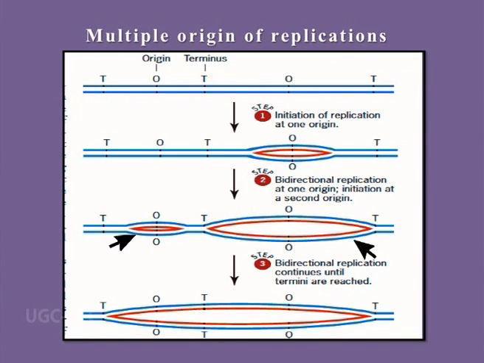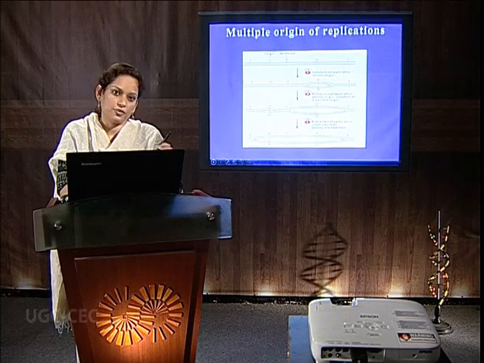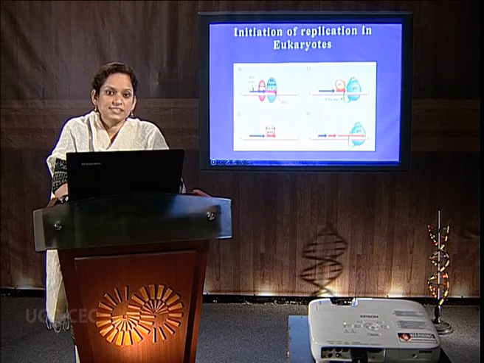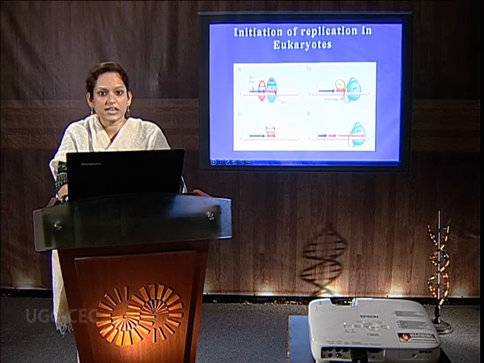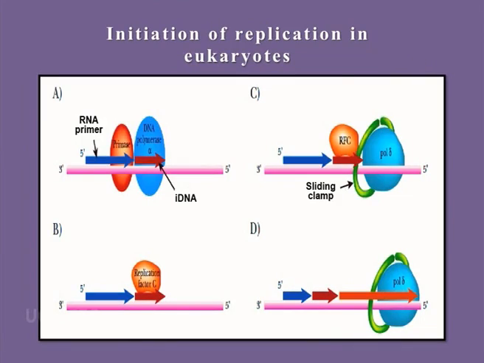As a result, we can see multiple origins of replication, and the sequences present in the origin of replication are less well characterized than in prokaryotes. These are known as autonomously replicating sequences, or ARS, in eukaryotes. Let us see the initiation. Similar to prokaryotes, first the DNA untwisting takes place with the help of DNA helicase, and the single strand binding proteins bind to the single stranded DNA templates, after which a primase sits at the 5' end and initiates a short RNA primer.